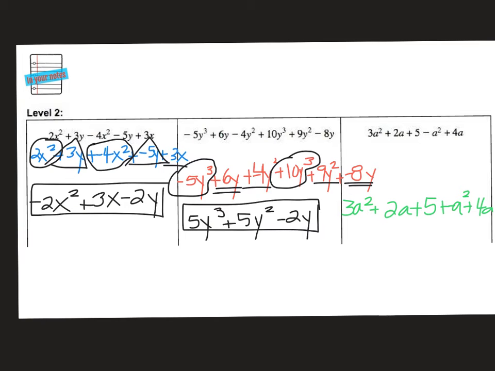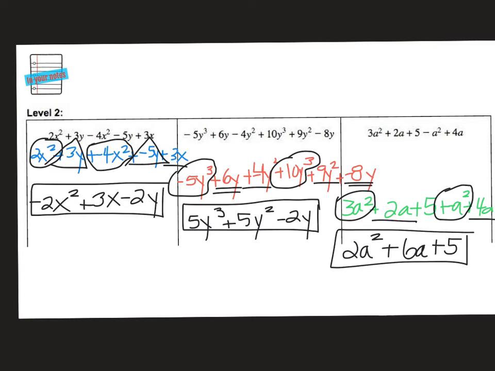So let's start with our squareds. 3a squared plus negative a squared gives 2a squared. Positive 2a plus 4a is 6a, and plus 5 is left. Again, I don't have any other like terms in my answer, so we know we're done.